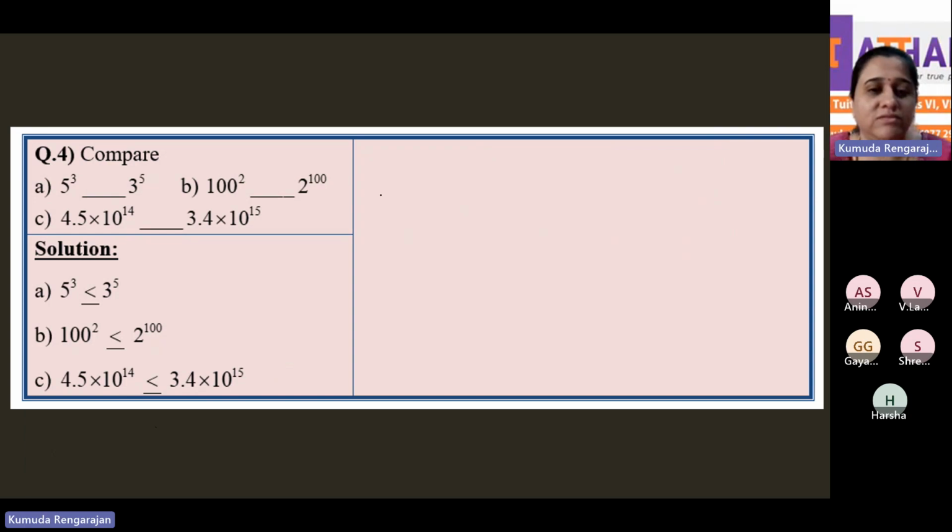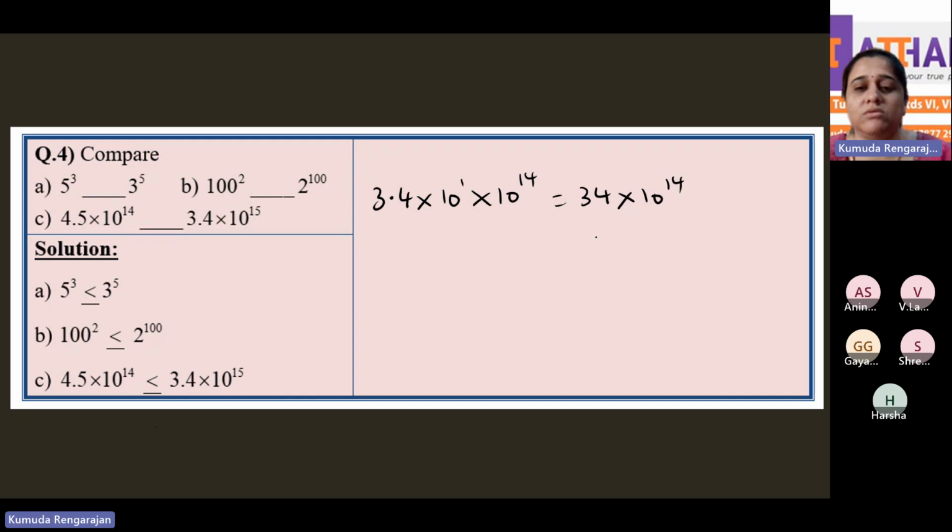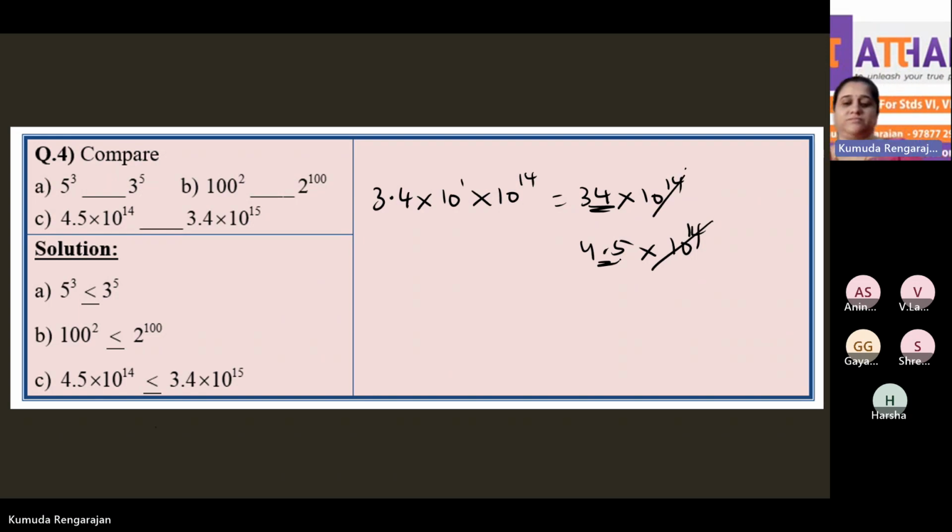If you want the steps, the second one should be written as 3.4 into 10 to the power 1 into 10 to the power 14. Now, 3.4 into 10 is 34 into 10 to the power 14. So now the second parts are the same, 10 to the power 14 and 10 to the power 14. You can ignore that. Now compare the first parts. That's it.